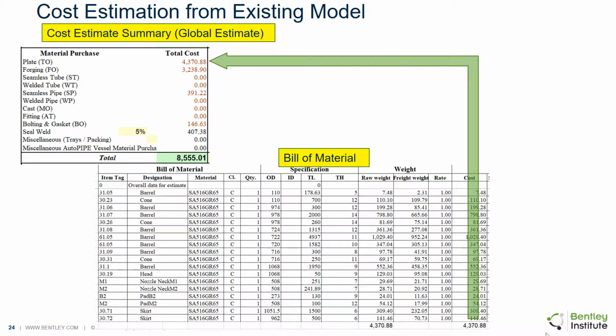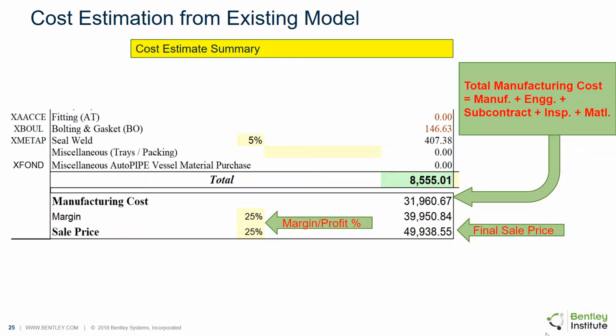Likewise, in the global estimate summary for materials, the various categories of materials, for example plate, forging, tube, pipe, bolting, are aggregated from the bill of material. As an example, the total weight of plate reported in the summary is 4370.88 kg, which is obtained from summing the weights of the plates in the bill of material components. The summation of the different cost categories produces the final total manufacturing cost.